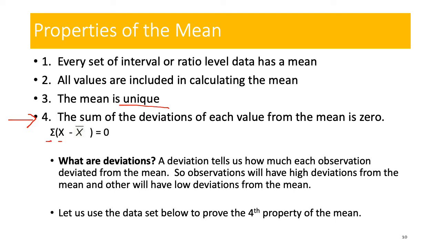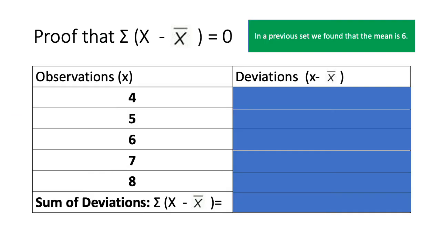So the sum of all of the deviations from the mean, so x minus x bar, is equal to 0. What are deviations? A deviation tells us how much each observation deviated from the mean. So some observations will have high deviations from the mean, and others will have low deviations from the mean. Let us use the data set to prove the fourth property of the mean.